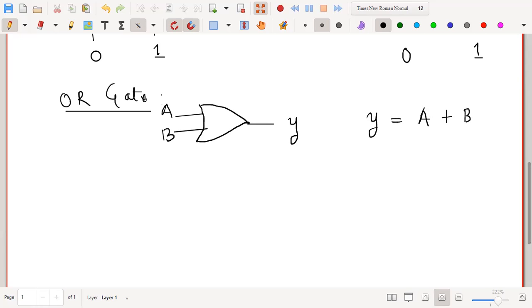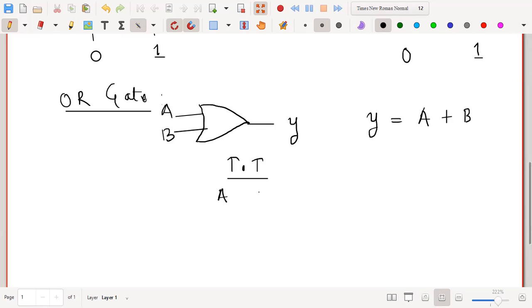So the OR gate has an output of 1 when either A or B or both are 1. Based on this, you can draw the truth table. If any one of the inputs is 1, then you will have a high in the output. Or if both the inputs are high, then also you will have a high in the output. Okay. So I can draw the truth table here. I'm just writing it in short as TT.